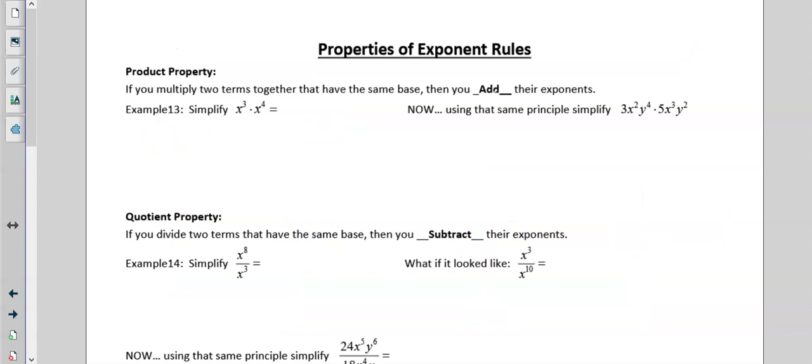All right, now properties of exponent rules. We've talked about this before, and we'll do it again. If you multiply two terms that have the same base, you add the exponents. So for example, x to the 3 times x to the 4 is x to the 7.